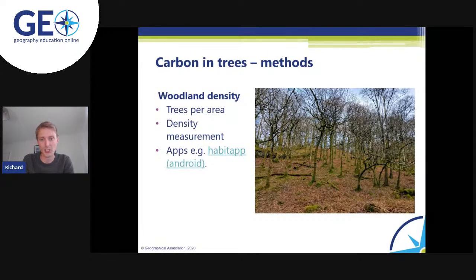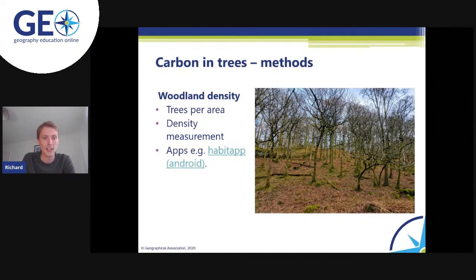You can measure density, so measure kind of a ratio of how far apart trees are. Again, our geography fieldwork website has a nice way of doing that. The app I've mentioned here, Habitat, is a nice way of working out the density of a tree cover. You take a photo of the canopy of the trees, and it will tell you the percentage cover of those trees there. So there are apps that can help you out there as well. So there's a few methods. It is a little whistle-stop tour, and as I said, there are lots more instructions of how to do some of those methods online. So particularly looking at soil, peat, and trees.